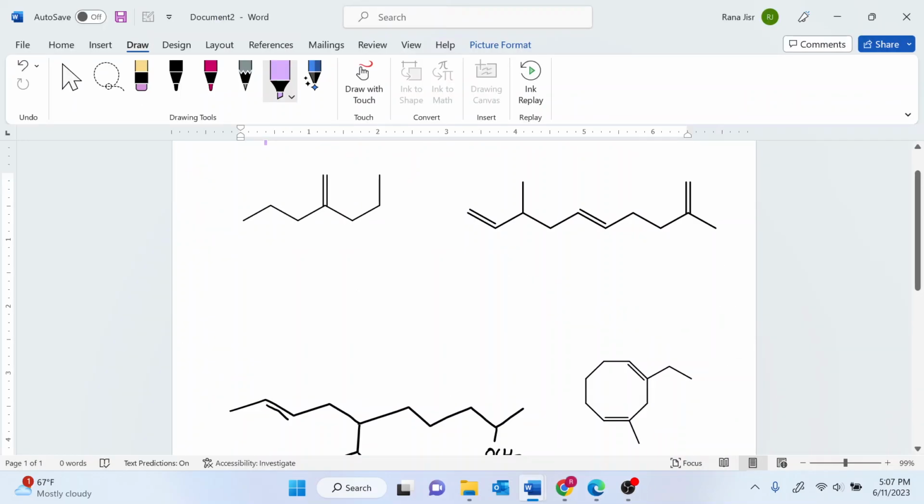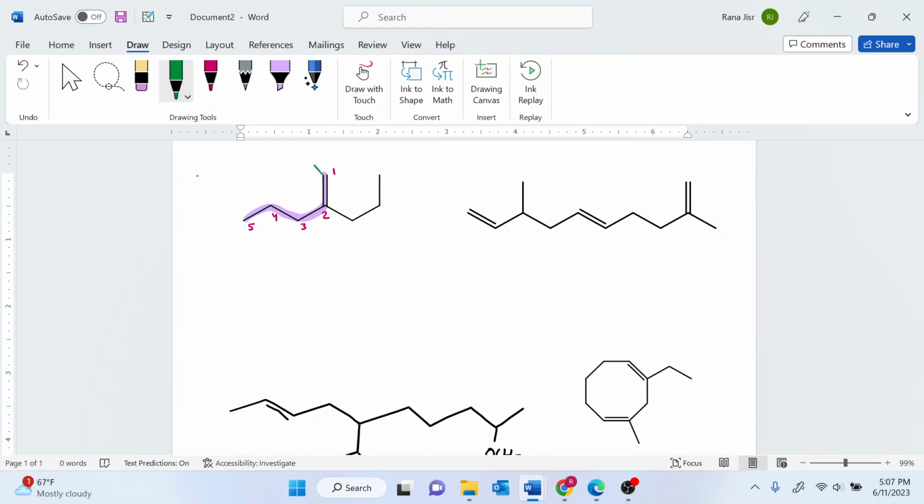Another example here, always choose your longest carbon chain that has the double bond. So here my longest carbon chain is 1, 2, 3, 4, and 5. You cannot do the longest carbon chain and exclude the double bond. So the double bond has to be in the longest carbon chain, and start numbering to give your double bond the lowest number.